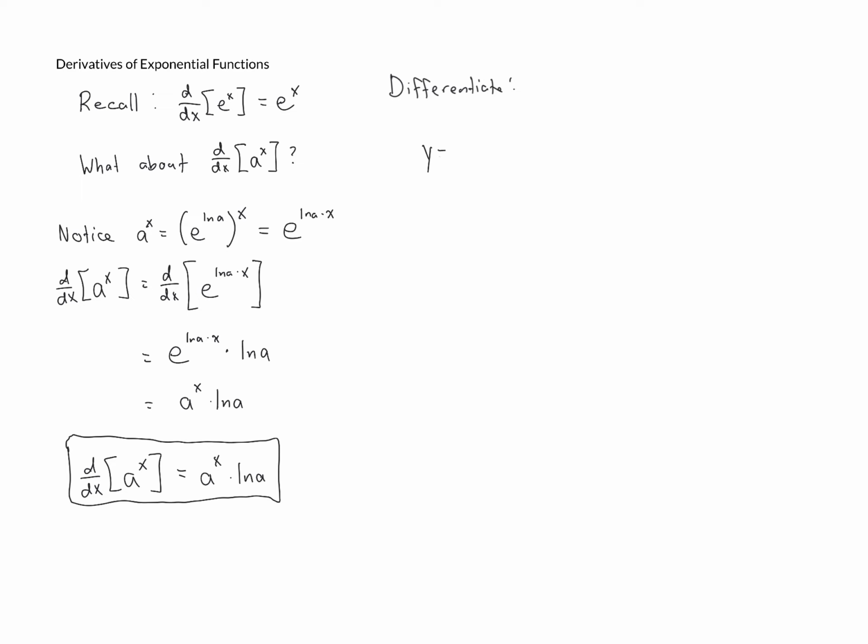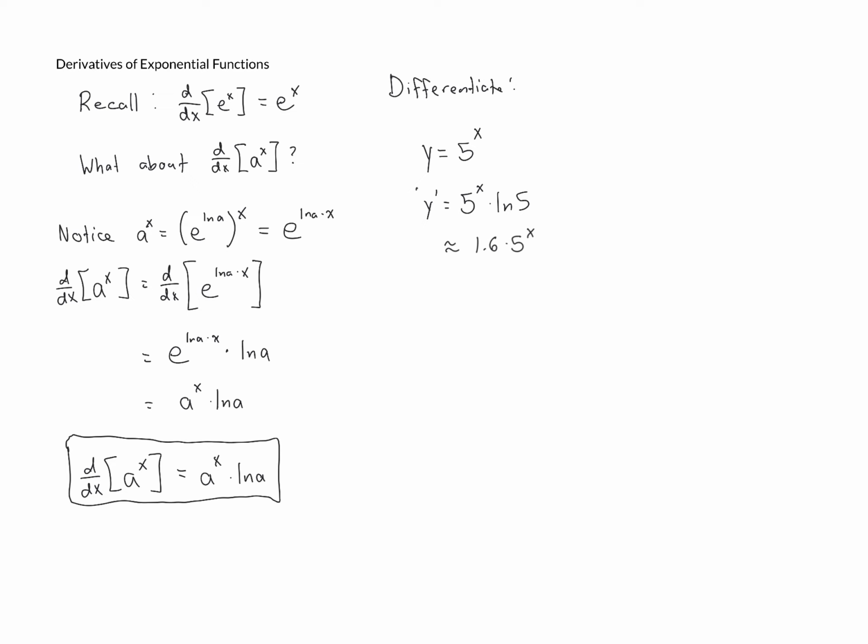Let's differentiate y equals 5 to the x power. Well, this is something in the form a to the x. It's just a is 5. And so the derivative is going to be a to the x times ln of a. So in this case, that's 5 to the x times ln of 5. Now, we usually leave our answer just like this, but if we want to have an idea of what this is approximately equal to, because not everyone knows what ln of 5 is, if we use a calculator, we can get an approximation. This is approximately equal to 1.6 times 5 to the x power.